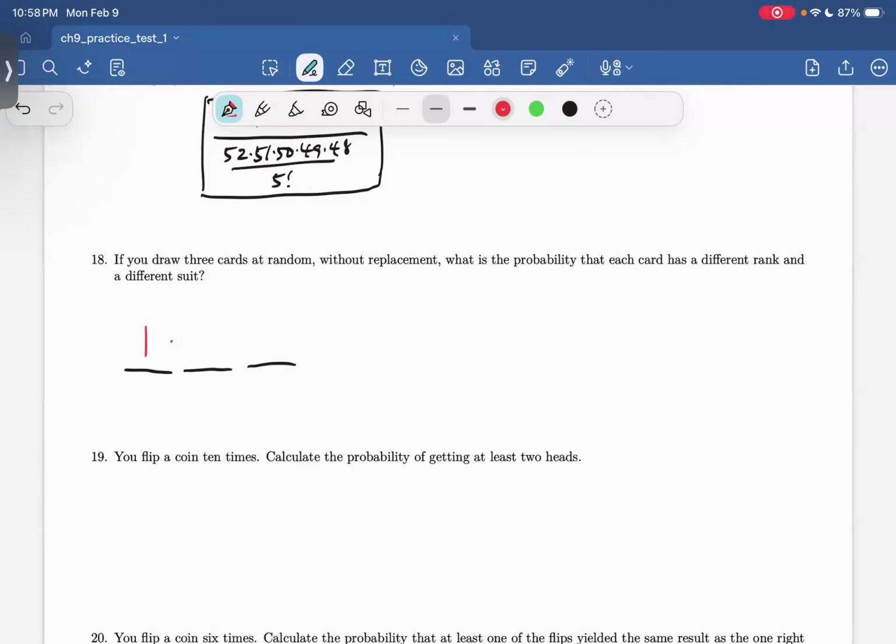So that leaves me with 36 cards to choose from out of 51 cards in the deck. The third card, I have 11 ranks left and 2 suits left. So that leaves me with 22 cards in a 50 card deck. So that's my answer. 36 over 51 times 22 over 50.